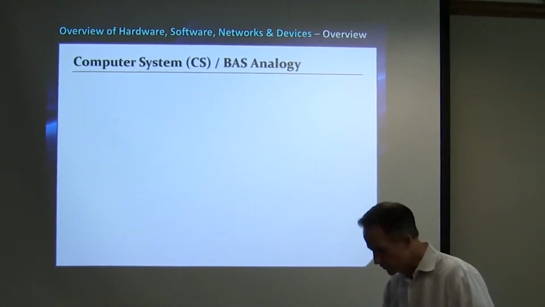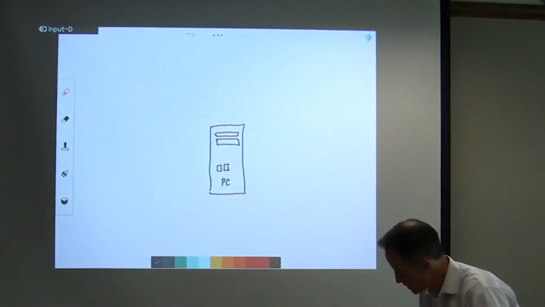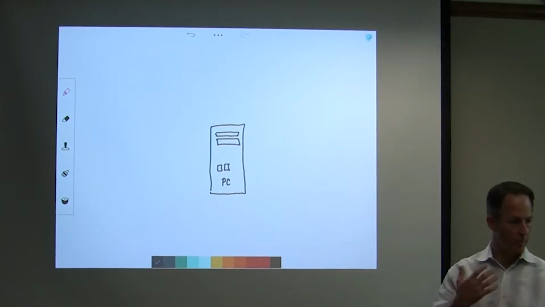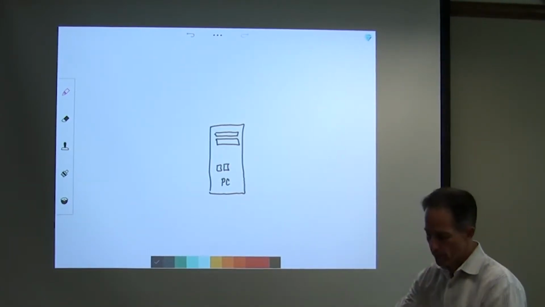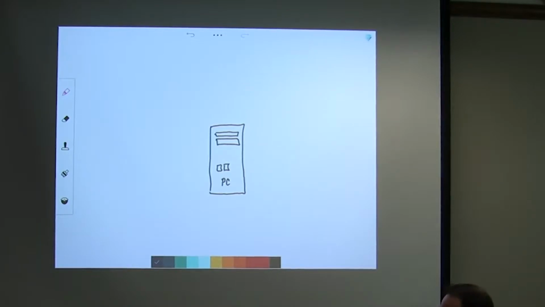All right, I'm going to switch over to this other one real quick. There's your PC. We're going to talk about kind of an analogy between a PC and controllers. I've got some controllers here and we're going to talk about them in a minute. But I'm going to sit down so I can draw a little better here. So with a PC, we're going to consider that as our brain, right?